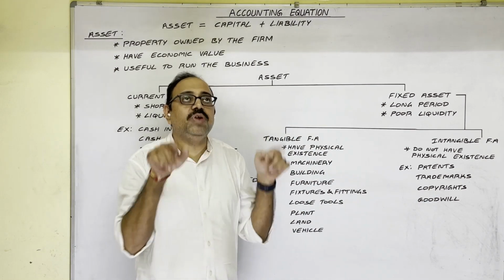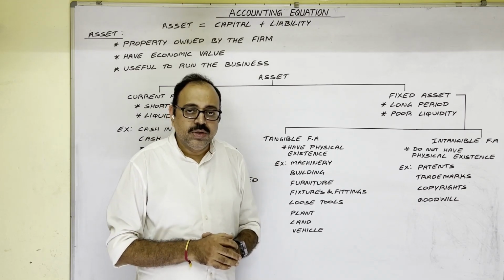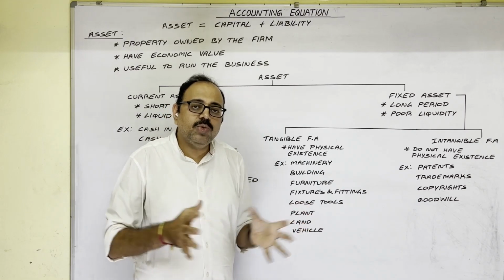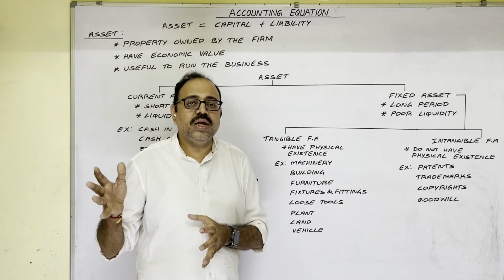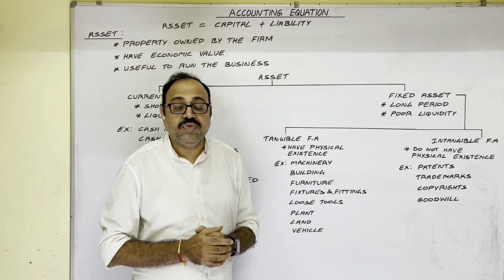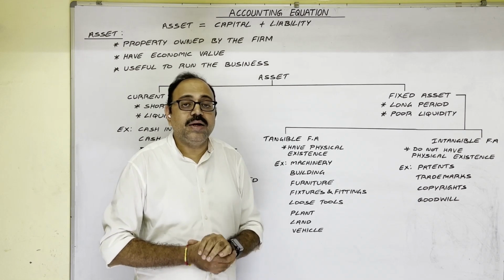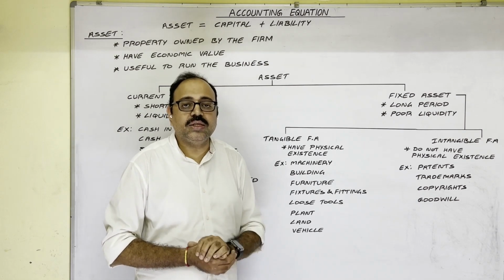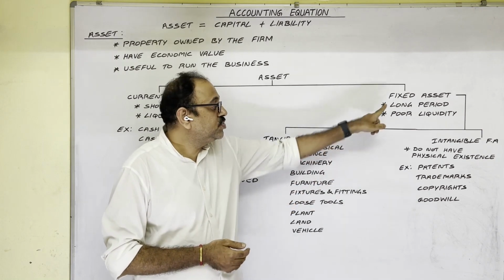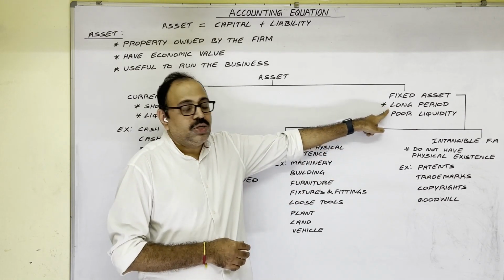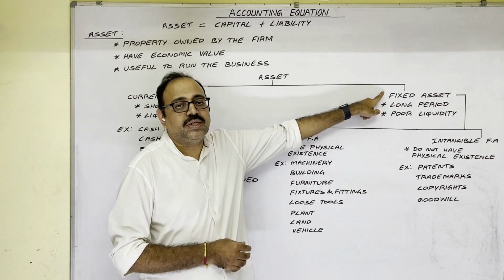Similarly, the company has one building, its own building. So this building the company uses at least for 20 years, 25 years, a long period. So furniture, building, land, machinery, vehicles, all these assets are useful for a long period. So they come under fixed assets.